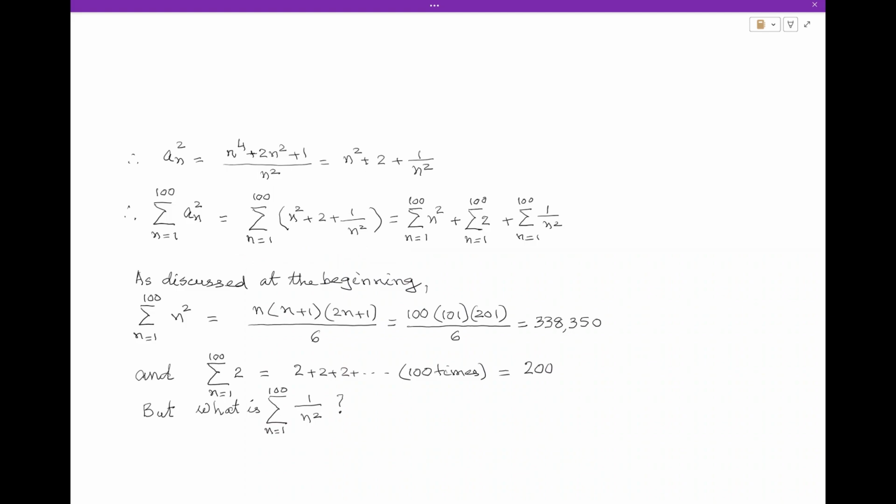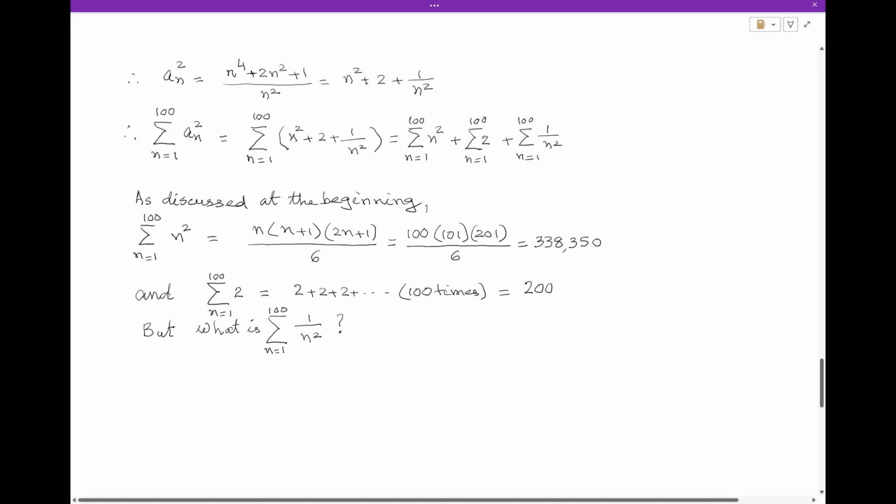And the summation of the three terms can be segregated into three separate summations like this. The first summation is for n squared, the second summation is for the quantity 2, and the third summation is for 1 by n squared.